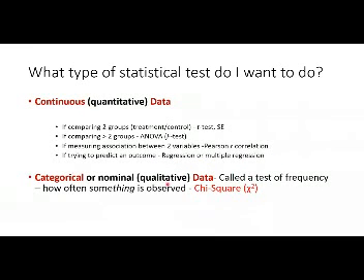If we are dealing with qualitative data, this one was the quantitative. Now if we are dealing with qualitative data or qualitative research, that is categorical or nominal qualitative data, we use chi-square test. This test shows us how often something is observed.